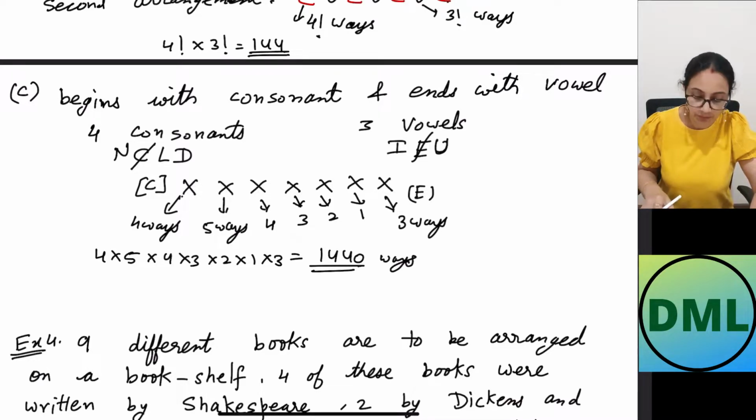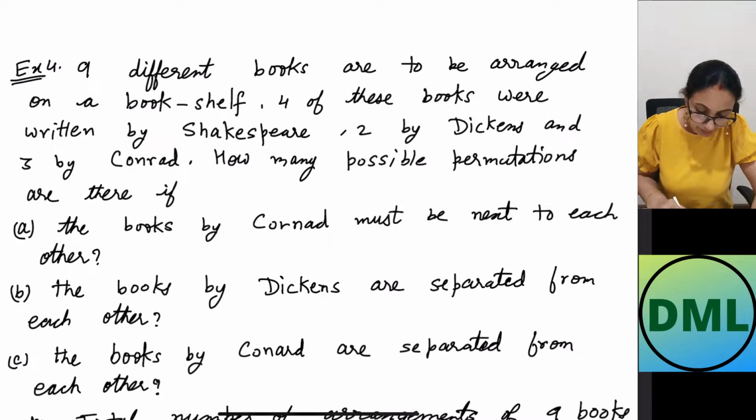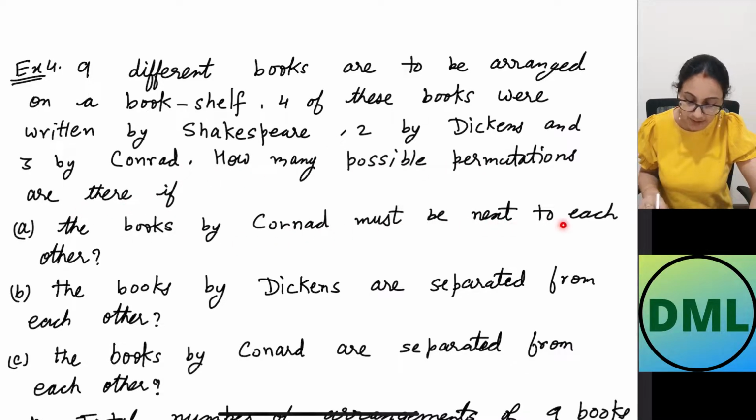Now let's see one more example. 9 different books are to be arranged on a bookshelf. 4 of these books were written by Shakespeare, 2 by Dickens and 3 by Conrad. How many possible permutations are there if the books of Conrad must be next to each other, the books by Dickens are separated from each other, and the books by Conrad are separated from each other?